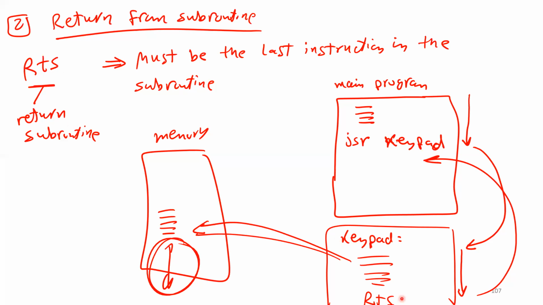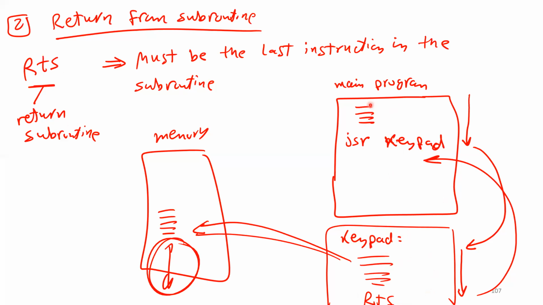That means any subroutine, guys, any subroutine should start with a name, can be any name, colon, okay, and then you can put an instruction, and at the end you have to write RTS, right? This is a very good example, as you see here.